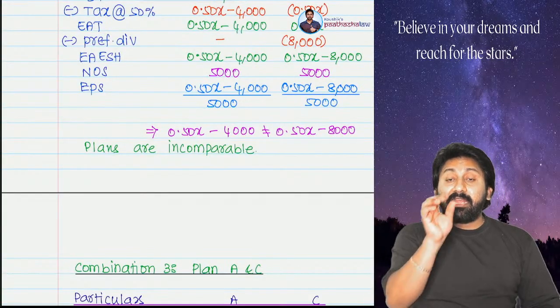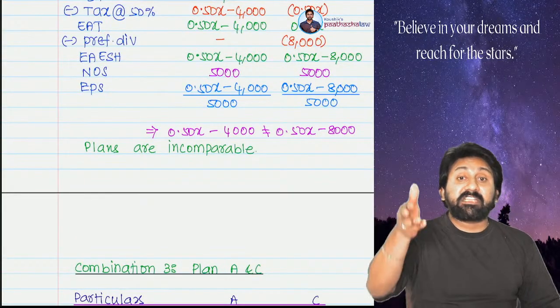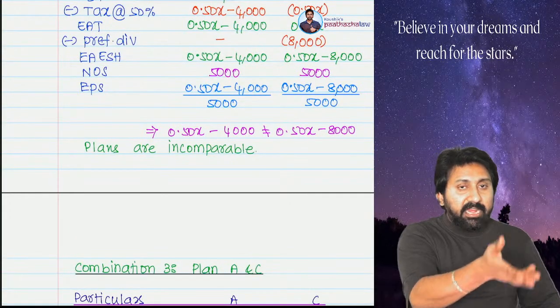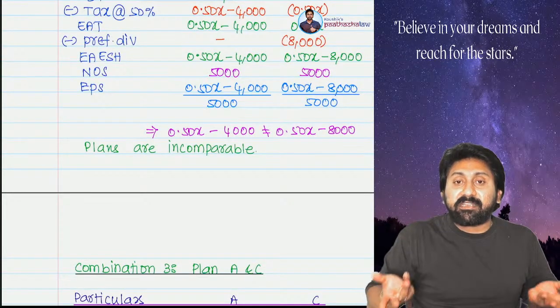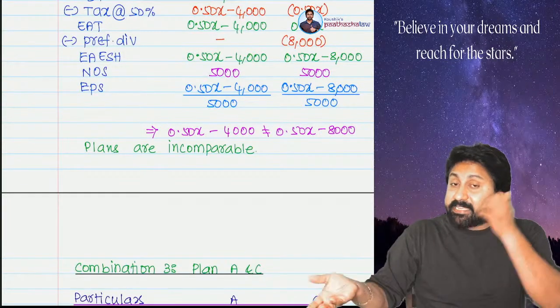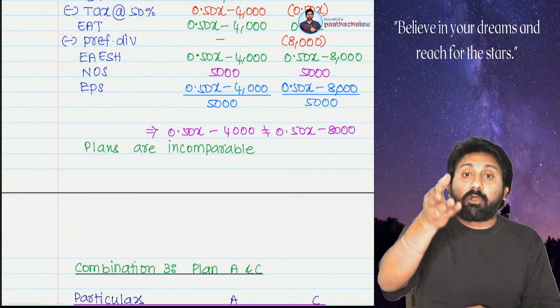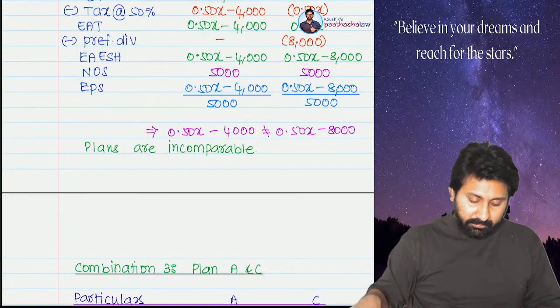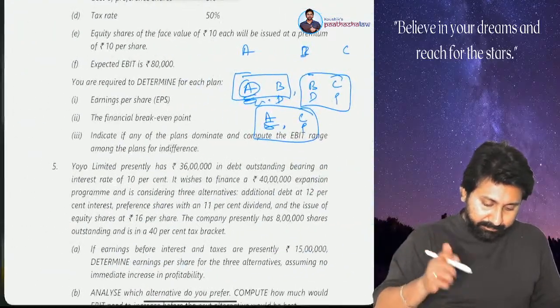Reason: we calculate earnings per equity share. An EPS question comes only when the shares are there. You are telling that only debt and preference is there. When debt and preference is there, equity shares are not there. Then EPS calculation is irrelevant, and when EPS calculation is irrelevant, the indifference point concept is irrelevant. That's why those are incomparable. Okay, next.